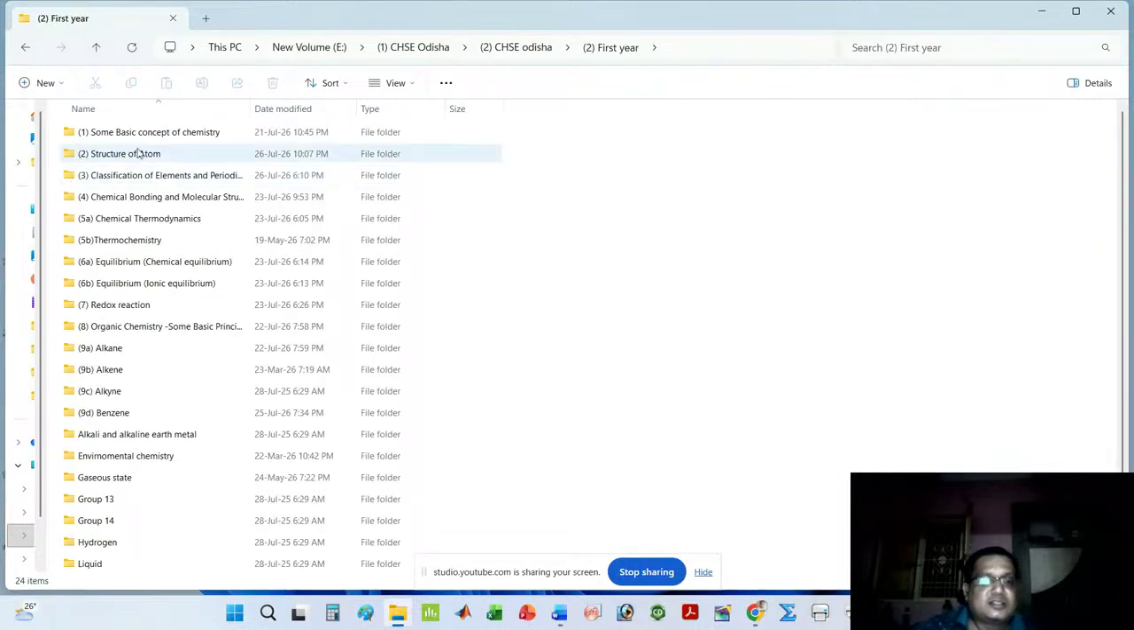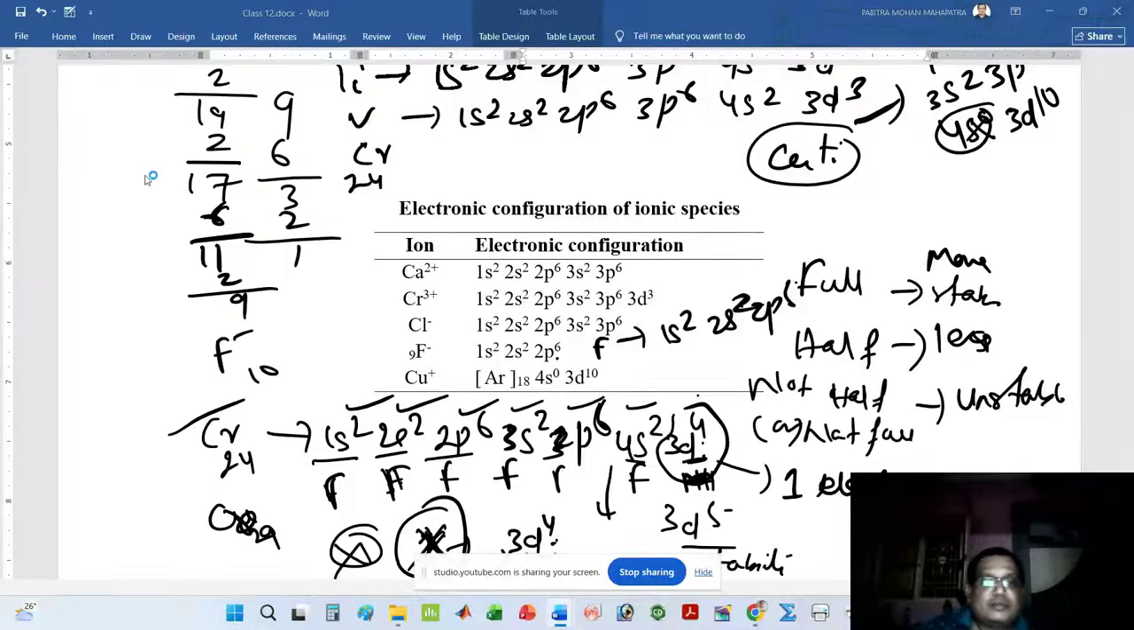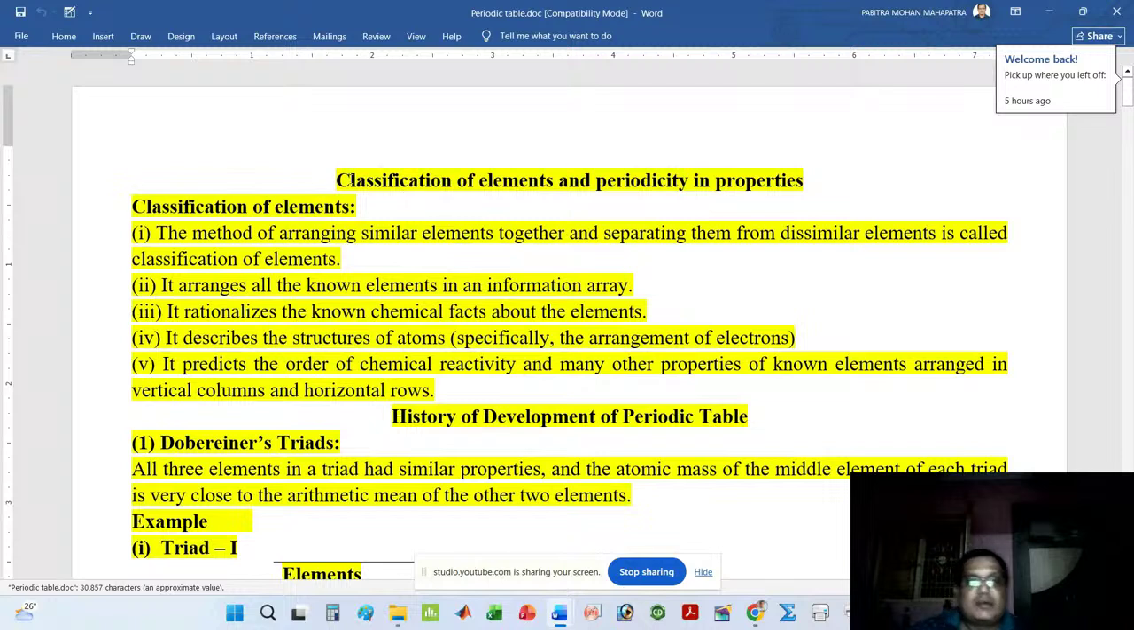In this class, I completed the atomic structure. In the new chapter, I will start in the upcoming class. That is classification of elements and periodicity in properties. This is the new chapter. I will start in the upcoming class. For this class, the course is completed.